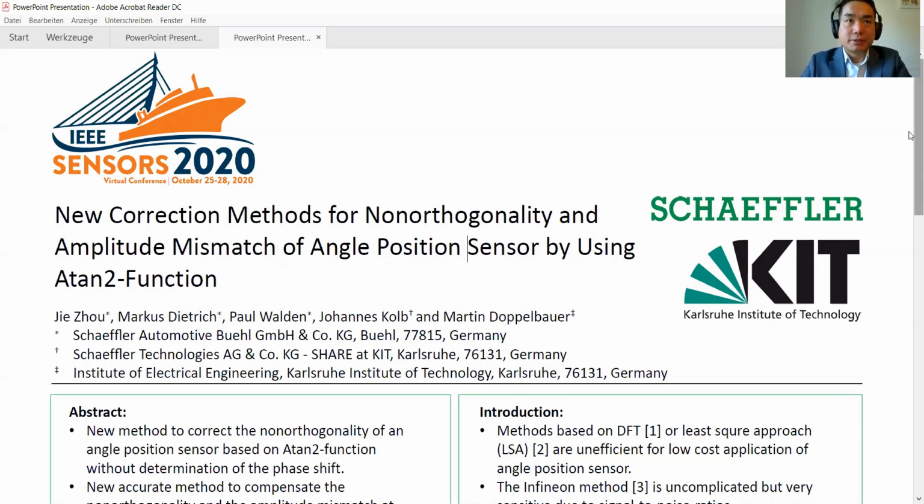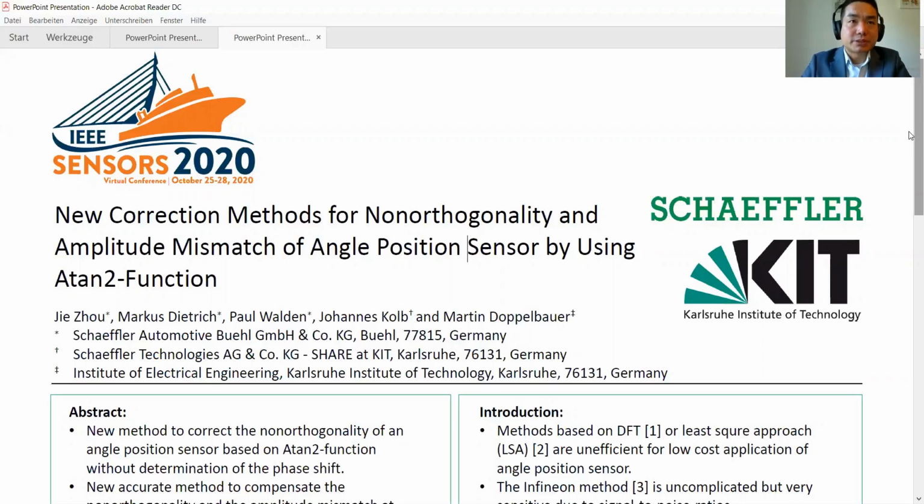Rotor position sensors are widely used in our daily life, where the 1802 function is most applied. The 1802 function contains some systematic errors, such as offset errors, amplitude mismatch, and non-orthogonality. In order to increase the sensor accuracy, these errors must be compensated.